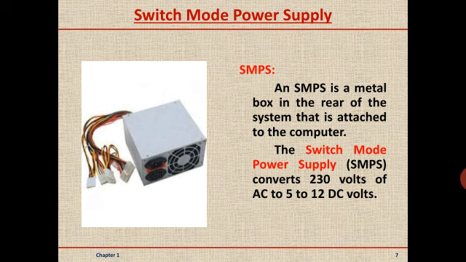Now, let us learn how the power is supplied to the computer system. Electric power is the main source of supply for the operation of electronic components of a computer. Therefore, continuous power supply is essential for the computer to prevent failures or shutdowns.